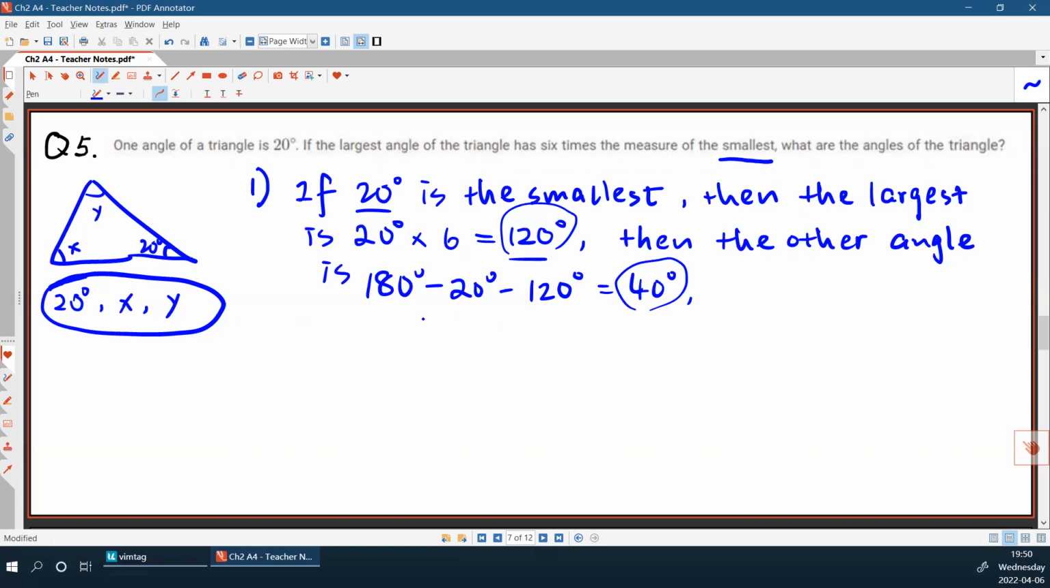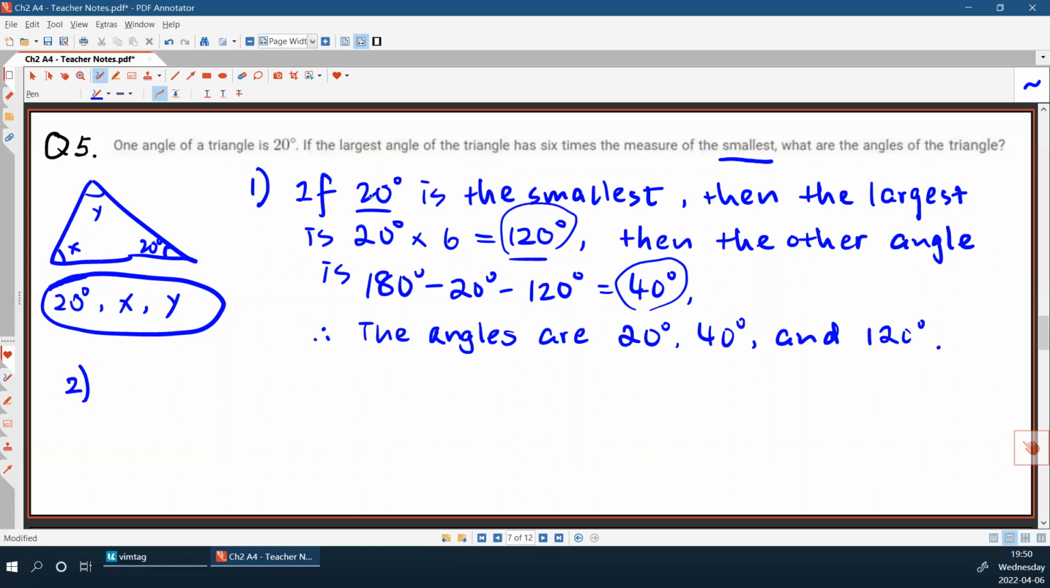Therefore, in the first case, the angles are 20 degrees, 40 degrees, and 120 degrees, right? But remember that we can't easily decide 20 degrees is the smallest. There is another possibility, which states that 20 degrees is not the smallest.